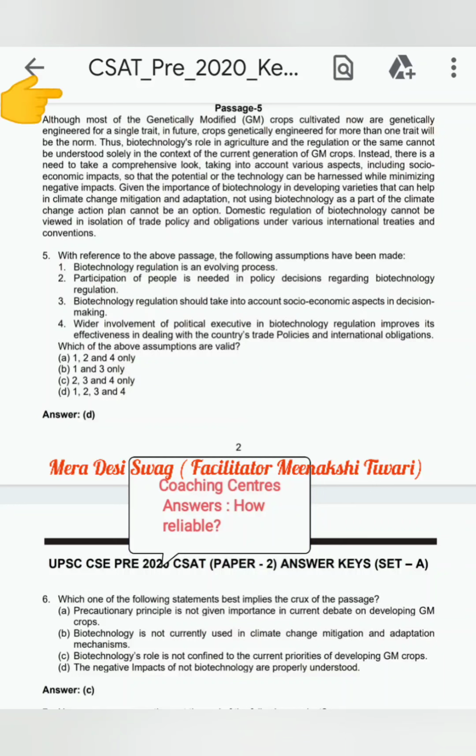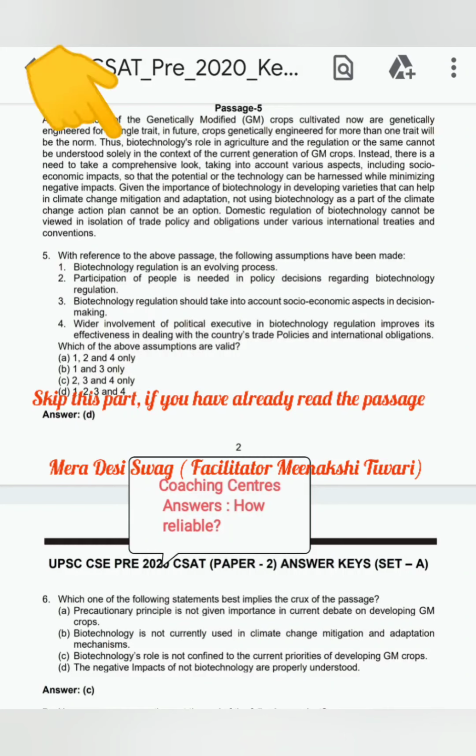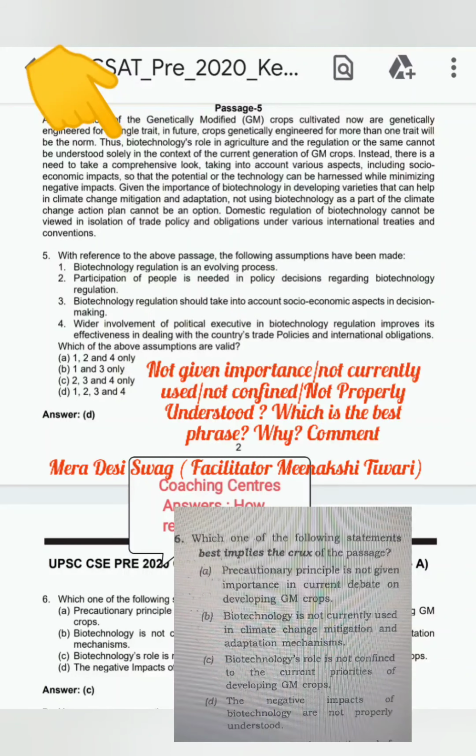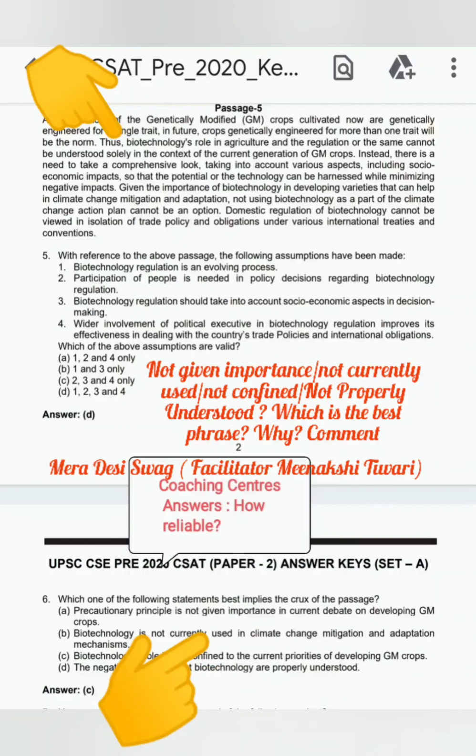Although most of the genetically modified crops, this is the main passage, I'm reading the first line, cultivated now are genetically engineered for a single trait, हालांकि एक ही trait के लिए, in future crops genetically engineered for more than one trait will be the norm. First line. Thus, conclusion क्या है? Biotechnology's role in agriculture and the regulation of the same cannot be understood solely in the context of the current generation of GM crops, and that will give you the crux. Best implies the crux. Look at the poster below. Pause and read.